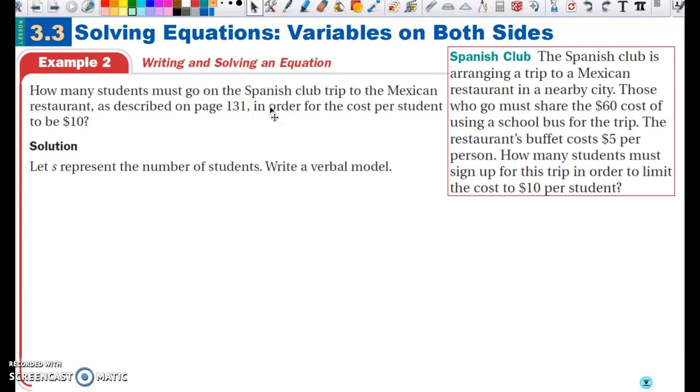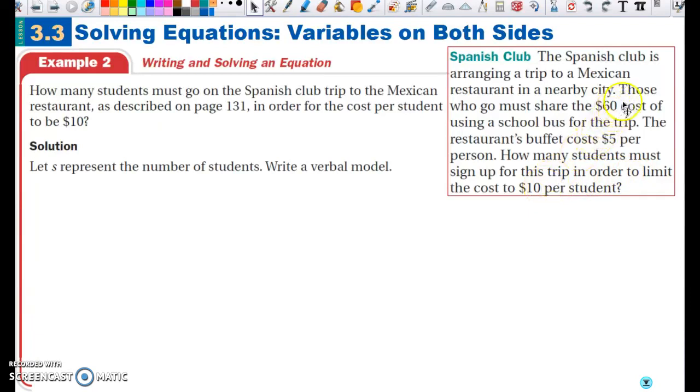And of course, it wouldn't be algebra if we didn't have some more word problems. How many students must go on the Spanish Club trip? The Spanish Club is arranging a trip to the Mexican restaurant in a nearby city. Those who go share the $60 cost of the bus and the buffet costs $5 per person. How many students must sign up for this trip in order to limit the cost to $10 per student?